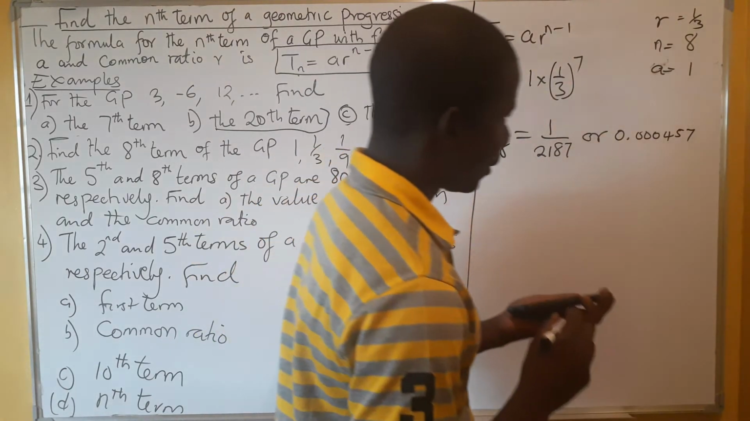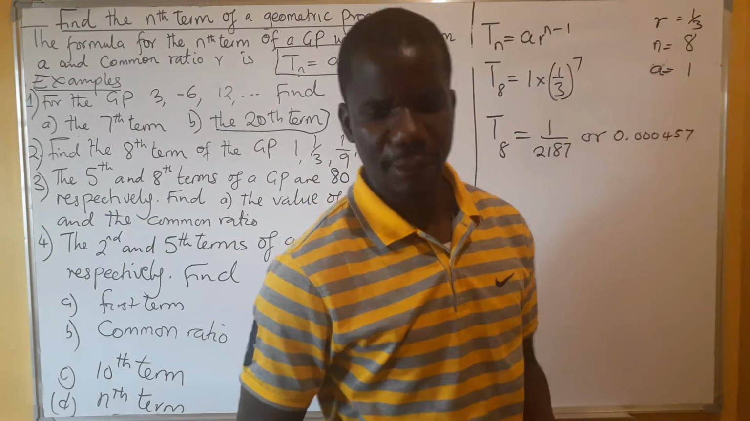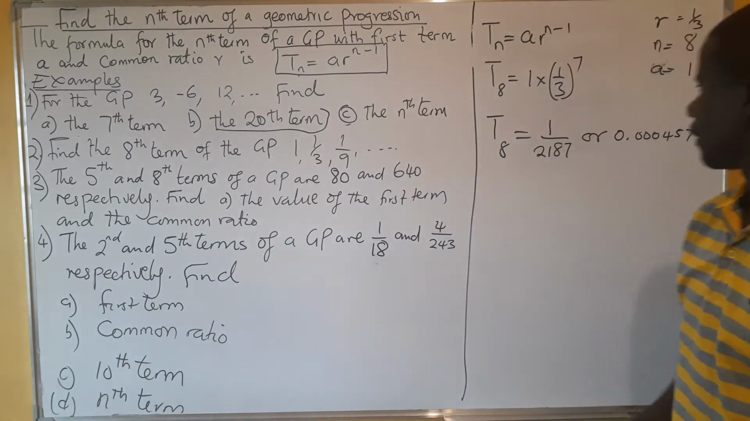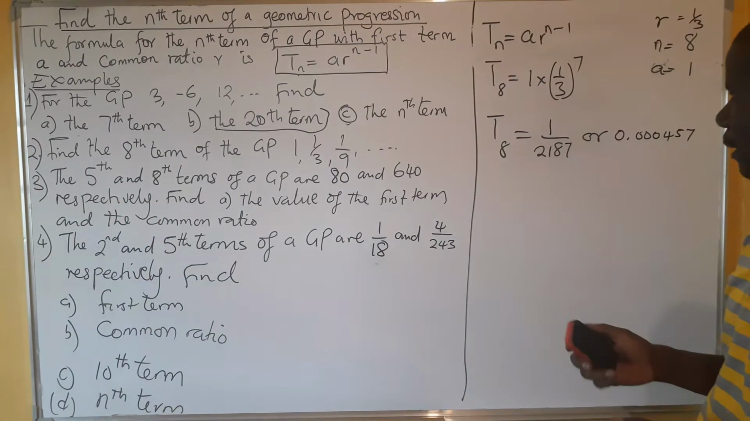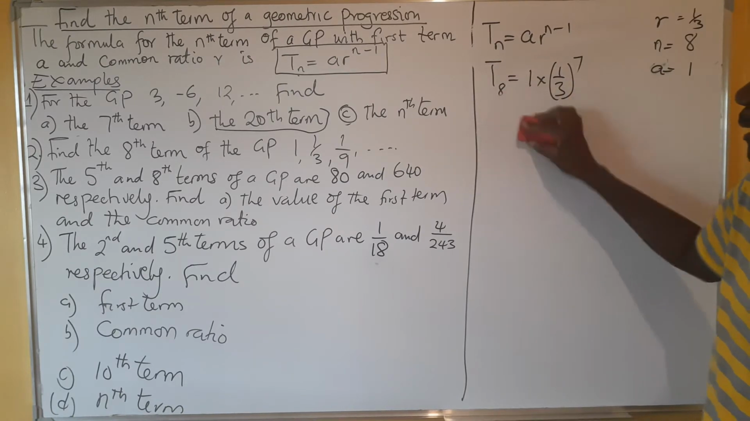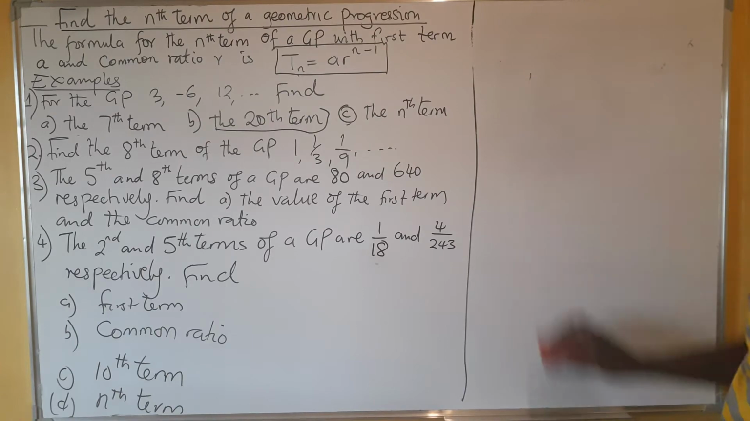When you write it to 3 significant figures, this is what I'm getting. All right? This is what I'm getting. So please, that is if my calculator has not missed anything, or if I have not missed anything when entering. But this is the process that you're supposed to carry out.